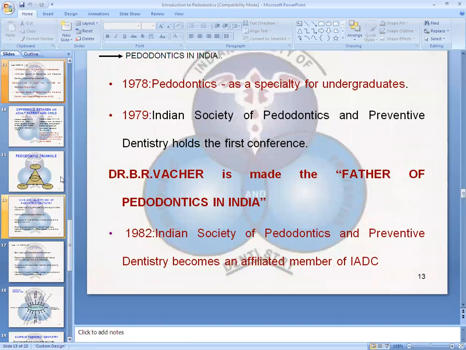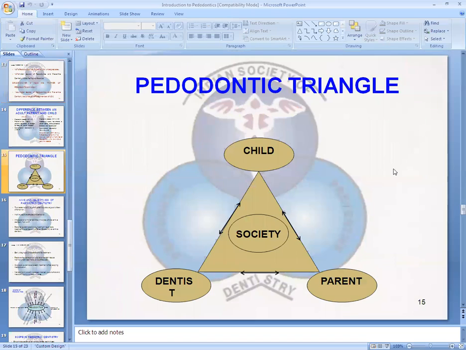Now what we have seen is the pediatric triangle. This is what I am telling you. This is a triangle. The child is there, the dentist and the parent. All three are involved in the pediatric triangle. So this is a very common question. A short answer question comes from this.